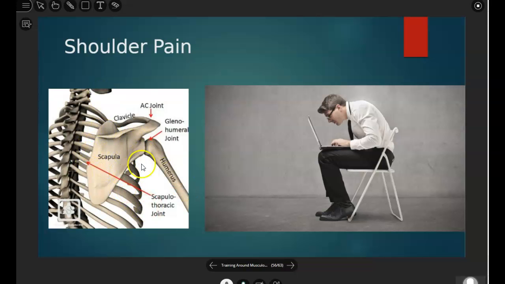So if you have issues going overhead, for whatever reason, maybe you have that thoracic kyphosis, and you try to keep going overhead, eventually you're going to start to see things getting pinched right in that joint. So you might have things like your rotator cuff muscles getting pinched.